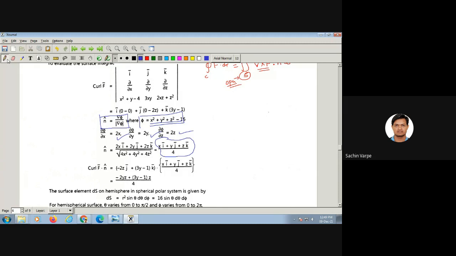So what will be curl of F bar then? Curl of F bar is del cross F bar, dot n cap. So when we take the dot product, we will get this as curl of F bar dot n cap. Now again, we don't know whether that surface circle lies in xy or yz or xz or any arbitrary plane. So we cannot say ds directly.